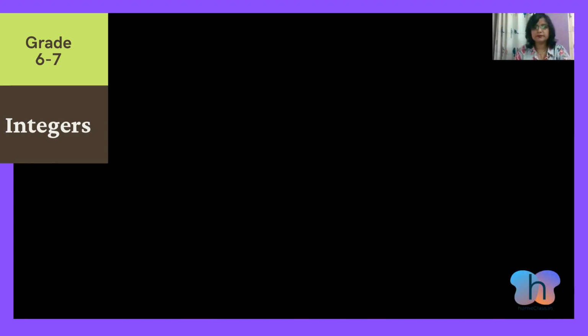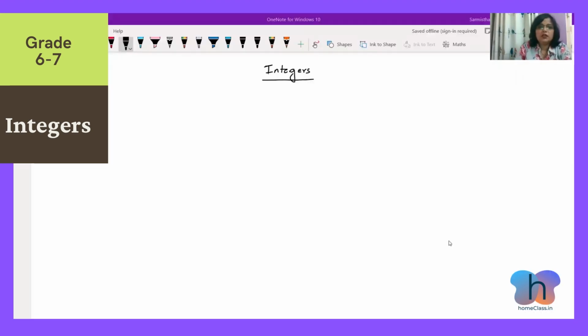Today's topic is integers. Let me share my screen so that we can understand what an integer is. We have 0, 1, 2, 3, 4, 5, 6, 7, 8, and 9. These are the 10 digits that we use to make numbers.